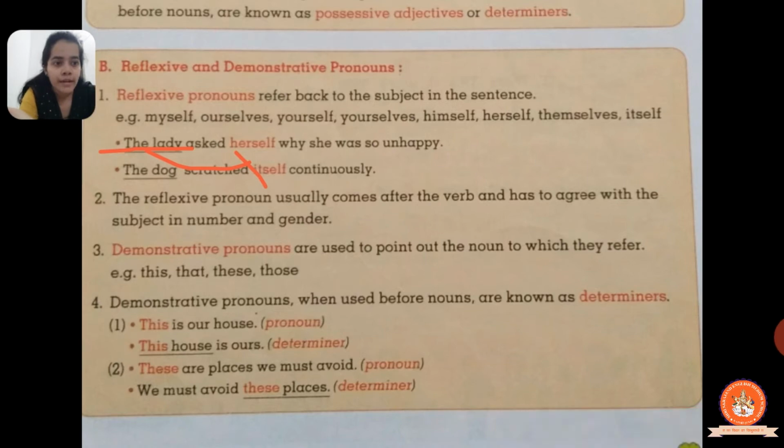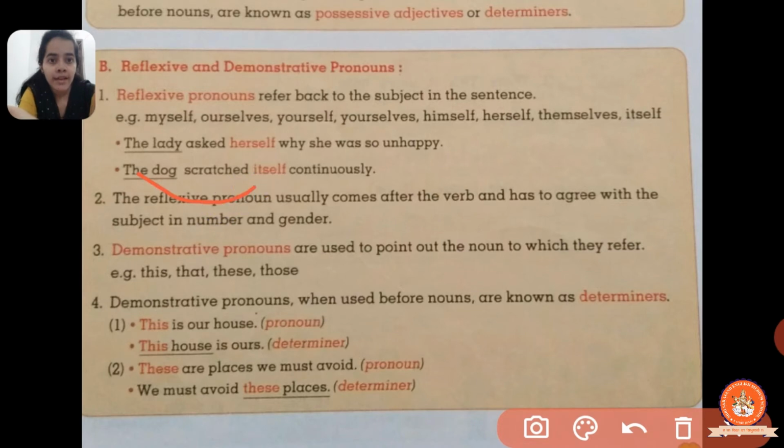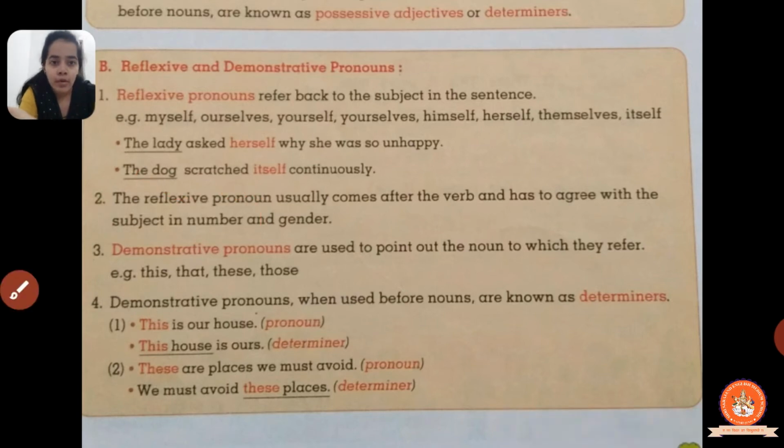All right. Then in the same way we have: the dog scratched itself continuously. So the dog is the subject in the sentence, and itself is the reflexive pronoun over here. The dog is the subject and it is connected to itself. In the same way, the reflexive pronoun usually comes after the verb and has to agree with the subject in number and gender.